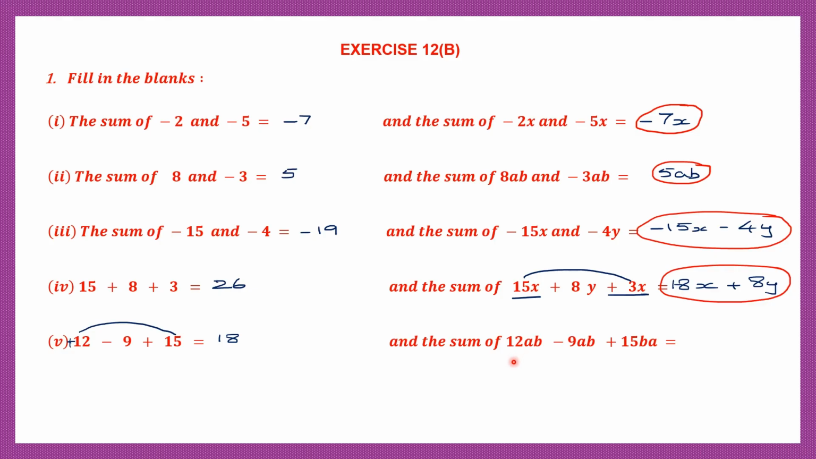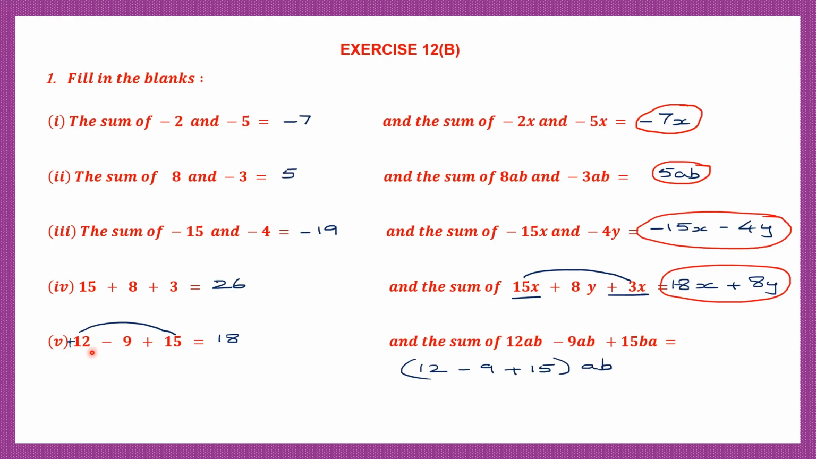Here the sum of 12ab minus 9ab plus 15ba. Now BA is the same as AB. Even if the letters are interchanged, the order is different, still we have 1A and 1B here, 1A and 1B here, 1A and 1B here. So we can consider all three to be like terms. So this will be 12 minus 9 plus 15, and all this is AB.